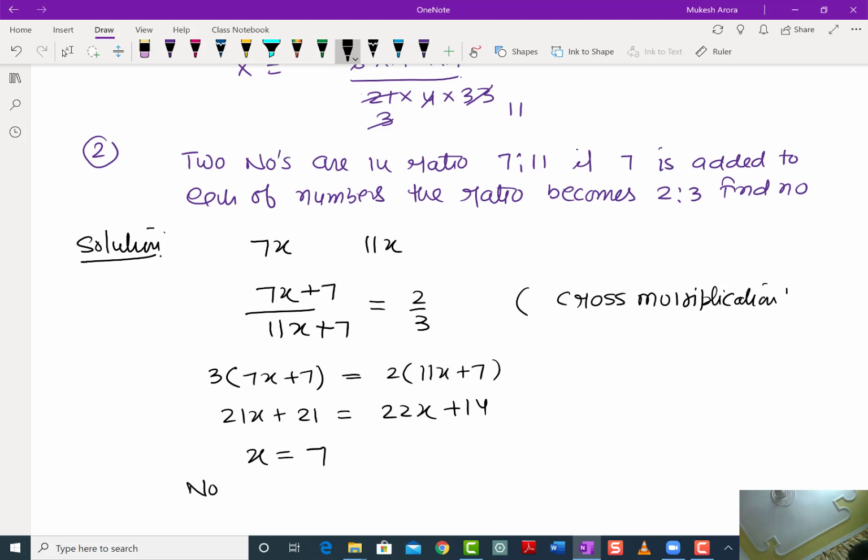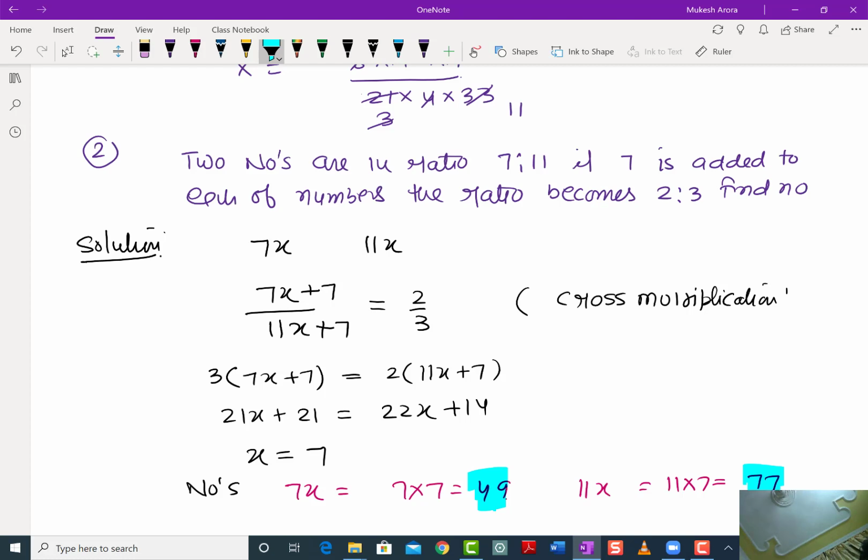So the numbers are 7x, 7 into 7, 49, and 11x, 11 into 7, 77. So the two numbers are 49 and 77.